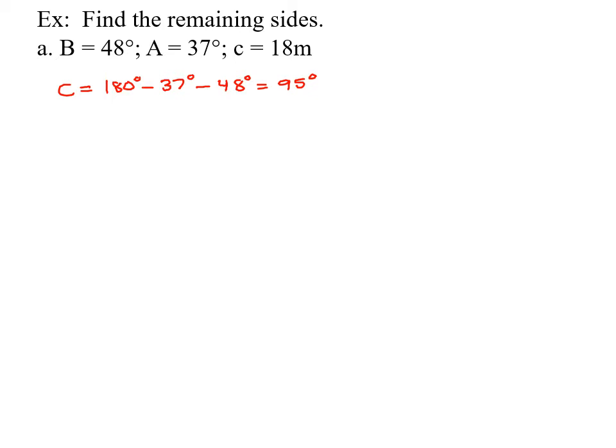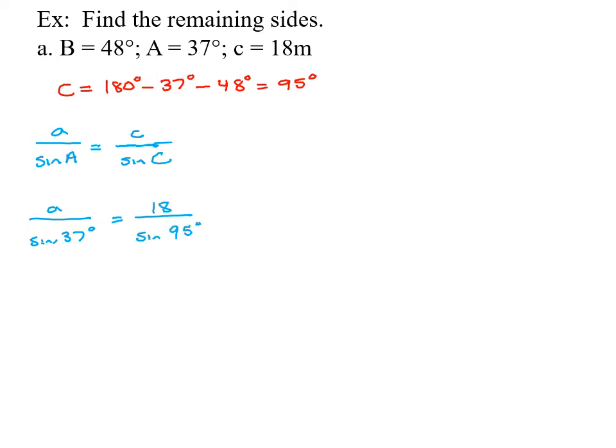And then I need to find side A and side B. So if I want to find side A to begin with, I would use A over sine A, and I know side C, so I'm going to use C over sine C. This is also why we had to go ahead and find the other missing angle, because I need it here. And so I will say that A over sine of 37 is 18 over sine 95.